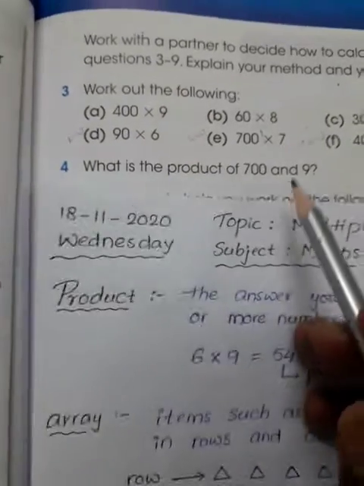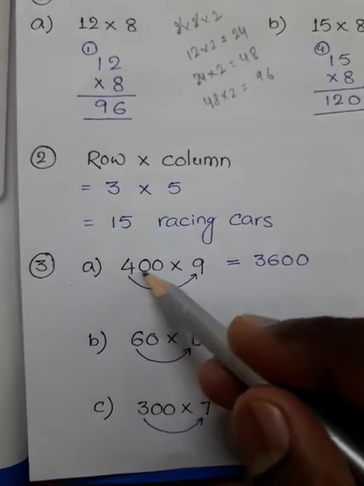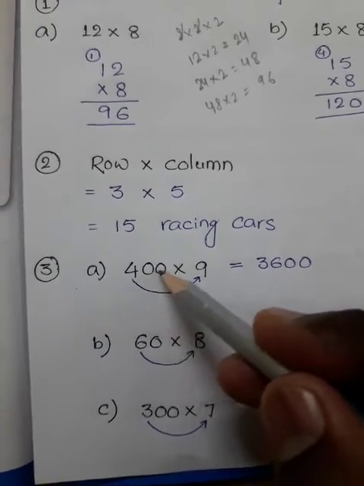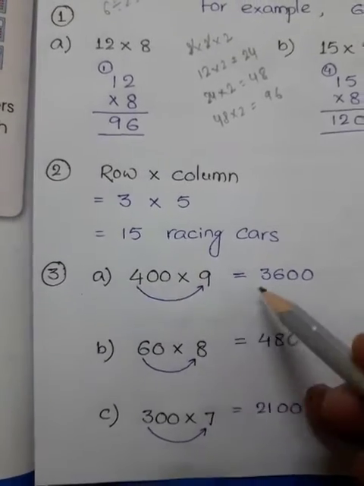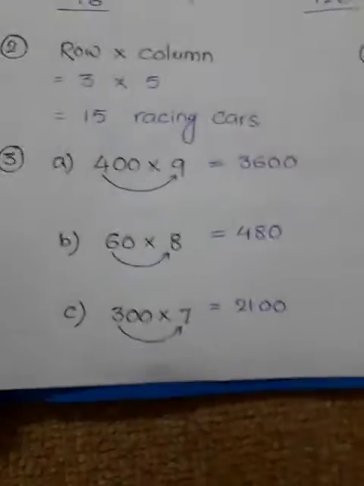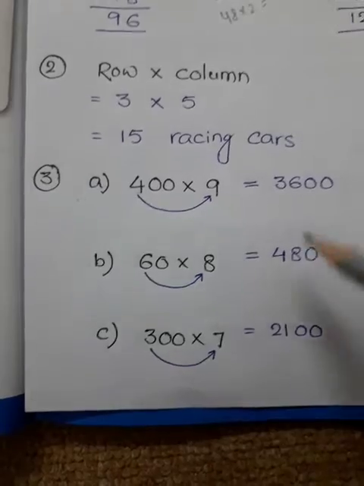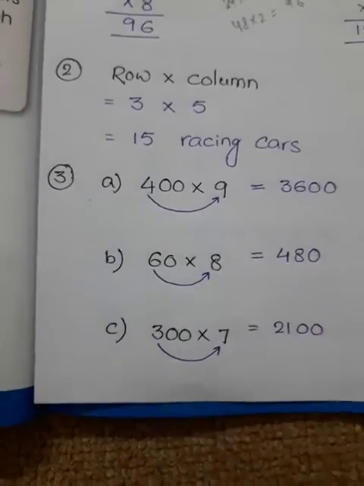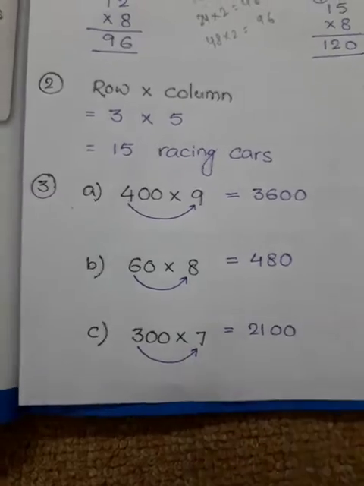Okay, now look here. Work out the following. 400 multiplied by 9. So how do you multiply? Don't look at the zeros, just multiply 4 multiplied by 9. How much? 4 times 9 is 36. Here are 2 zeros, so add the 2 zeros to the answer. That's it. Like here, 60 multiplied by 8. 6 times 8 is how much? 48. Then here is a 0, so write it here, 0. 3 times 7 equals 21. Then here are the 2 zeros, so add 2 zeros.